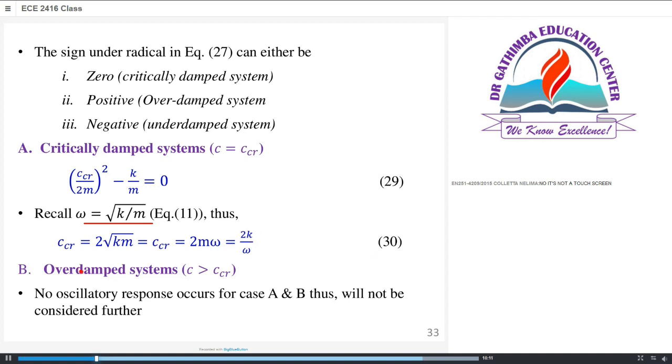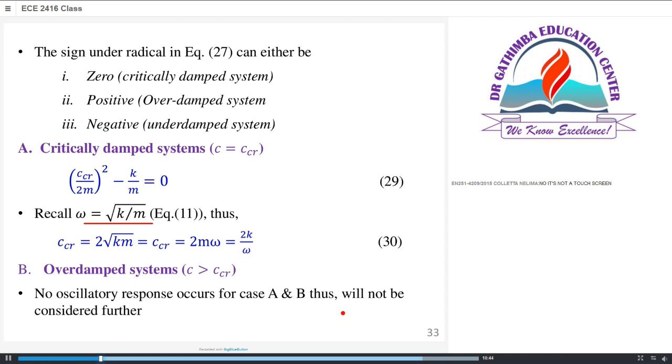For an overdamped system, we say the damping coefficient C is greater than the critical damping coefficient. So with this term critical damping, any value above that or equal to that, it's like we have damped the motion completely. There's no longer vibration. There's no longer oscillation. Okay? So that's why we are saying for case A and B, for critically damped system and for overdamped system, there will be no oscillatory response. There will be no oscillation. There will be no vibration.